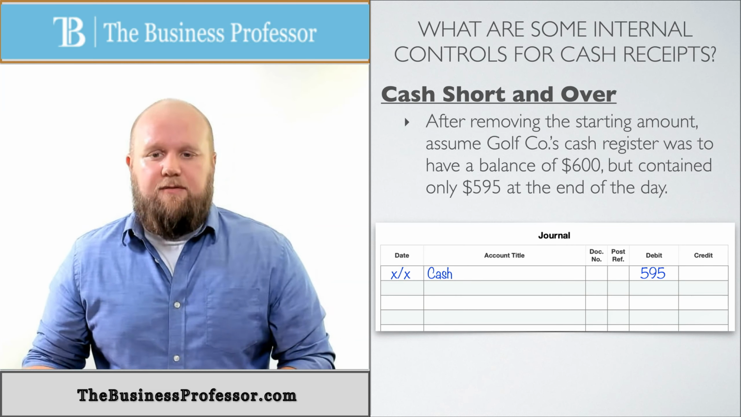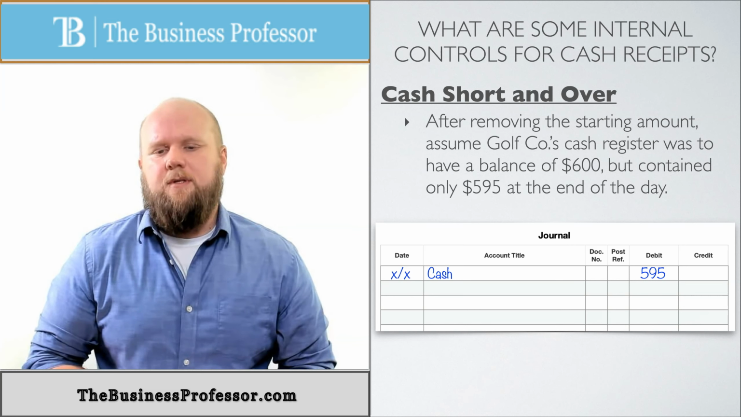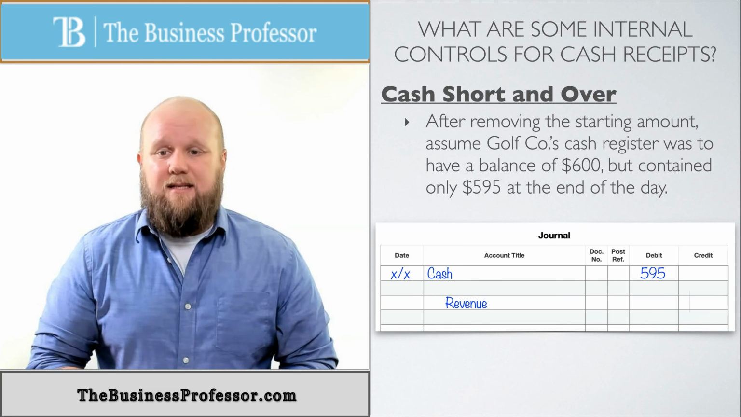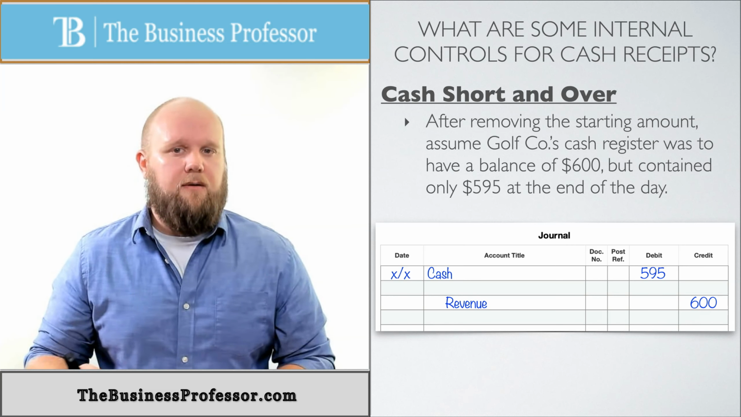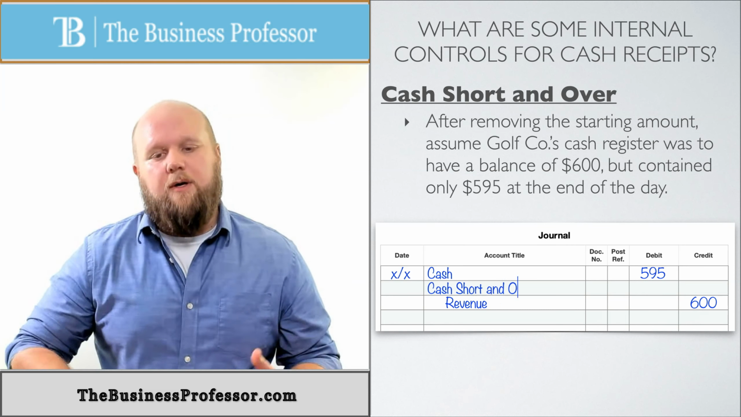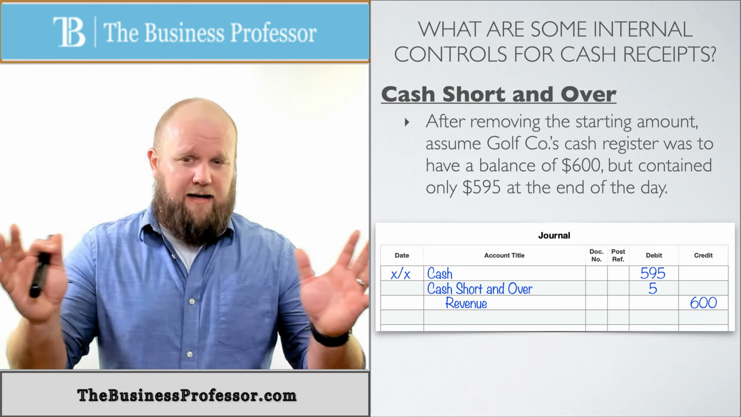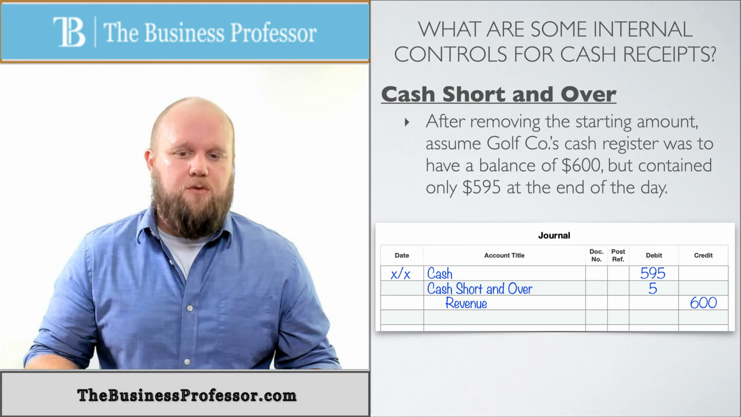And then we have the revenue side of it, what we actually did the work for. We rendered the product or the service, and we're going to call that revenue. And that's going to be the $600 because that's what we earned. But we have to make our debits and our credits equal. So we're missing $5. And what are we going to call that $5? Well, we're going to call it cash short and over. You don't even have to choose which one it is because where you put it, in the debit or the credit, will tell you if it's short or over.